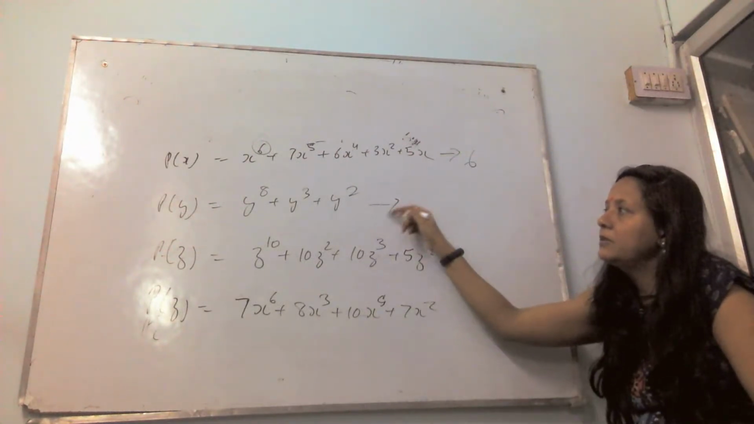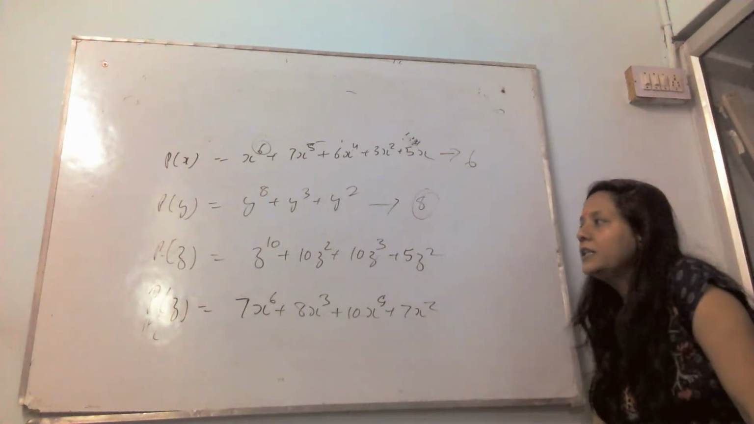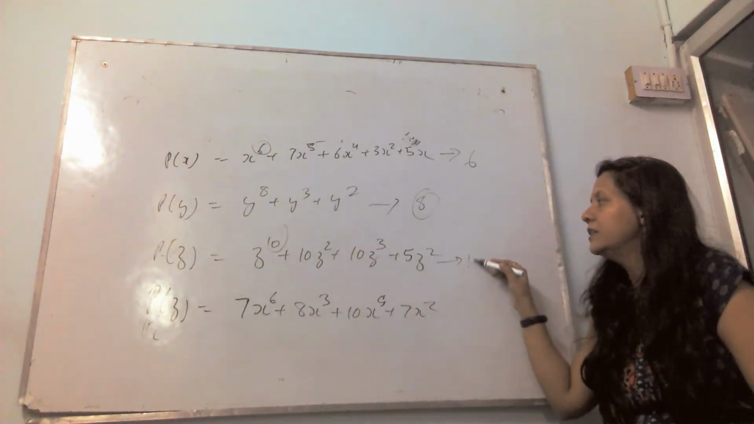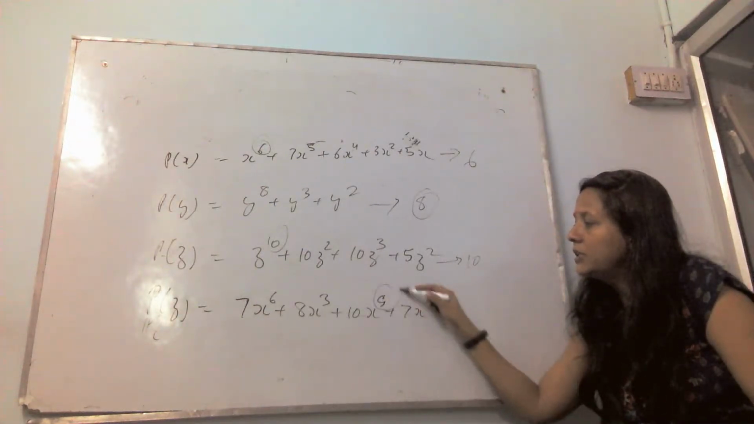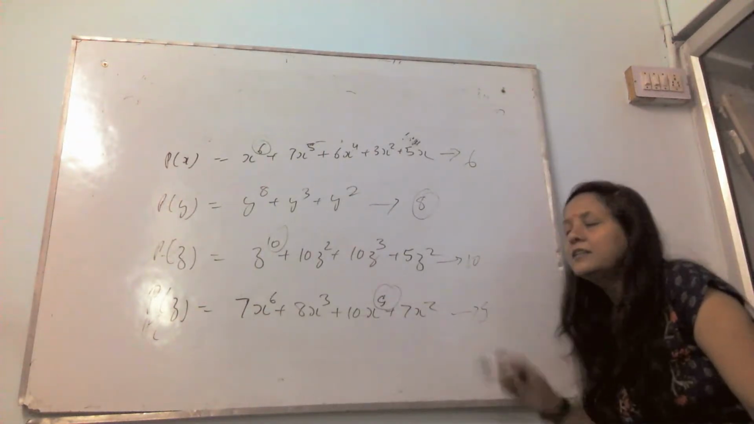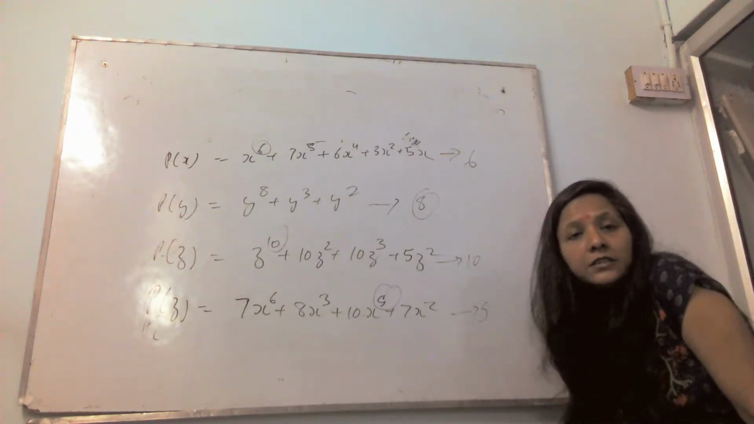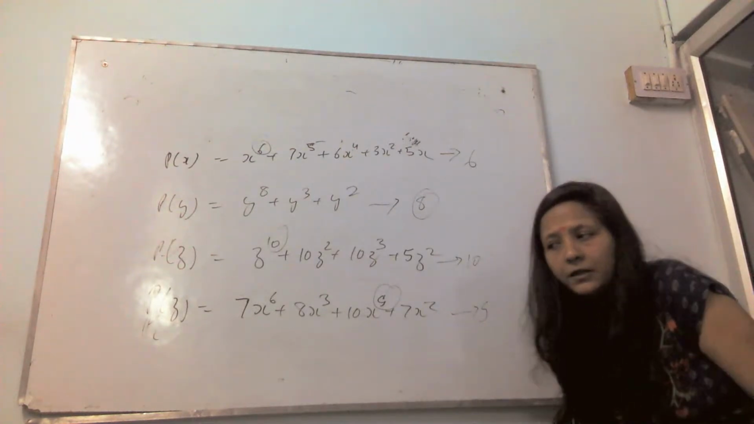Here the highest power is 8. The degree of the polynomial is 8. Here the highest power of the variable is 10. That the degree is 10. Here the highest power is 9. Then the degree is 9. So the highest power of the variable is called the degree of the polynomial.